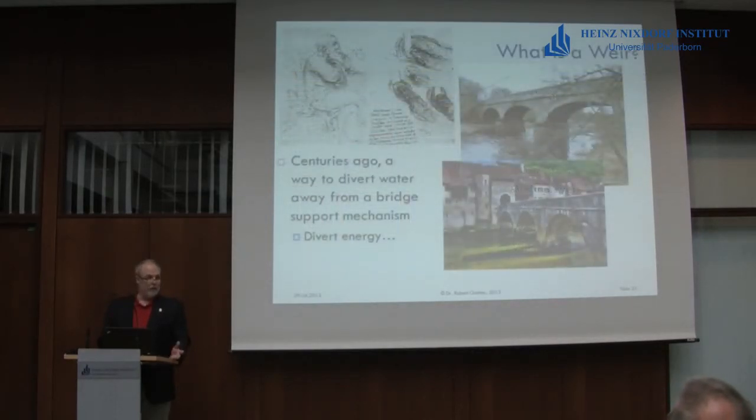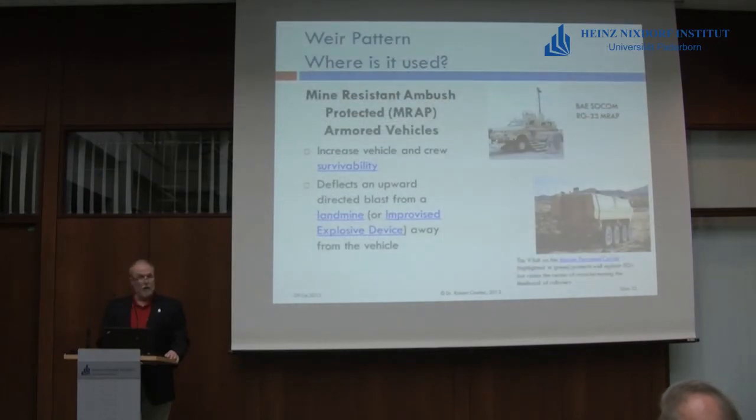You look at a weir. A weir is an ancient device. It's a way to deflect the flow of water from around the pylons of a bridge. It also happens to look like the leading edge of an aircraft wing. What I have found is that there are now companies, BAE specifically, and some others, that have actually decided to use a weir pattern as a way to design the undercarriage of a vehicle to deflect a blast.